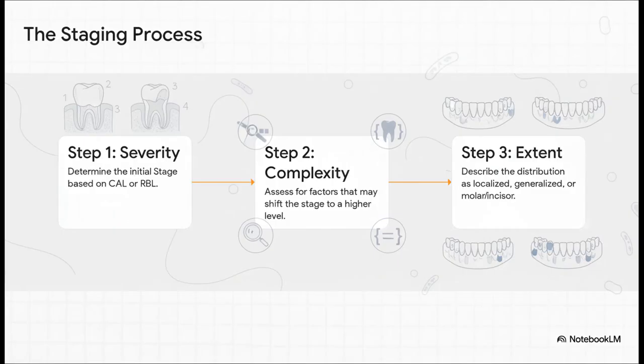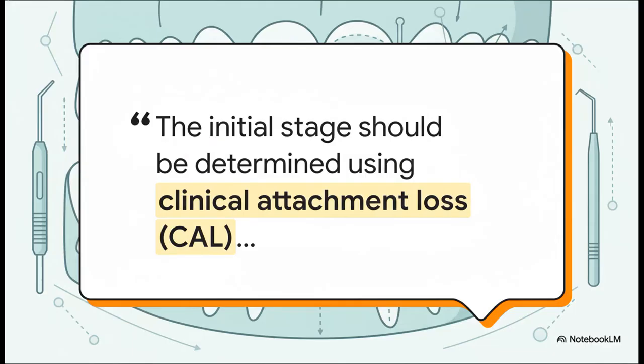Let's break it down. So the whole process is a pretty straightforward three-step dance. First, you look at severity to get your initial stage. Then, you scan for any of those complexity factors that might bump the patient up a stage. And finally, you just describe how the disease is spread out in the mouth. Now, this is absolutely critical. So if you remember one thing about staging, let it be this. Your primary measurement, your go-to for determining severity, is clinical attachment loss, CAL. It's not about picking whichever number is worse, CAL or radiographic bone loss. You start with CAL.